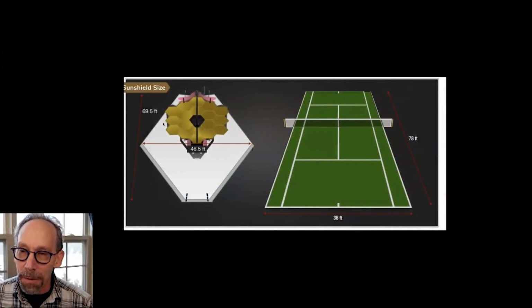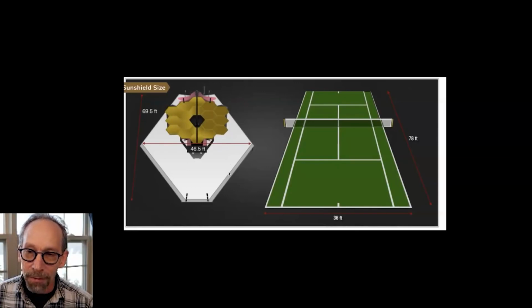The telescope is large itself, but in order to protect it from not just sunlight, but particles and radiation coming from the sun, it's protected by a sun shield that is almost the size of a tennis court. As you can see, it's about 70 feet across by 50 feet across. And that shield protects the mirrors from the sun. As you'll see, it's always pointing away from the sun.